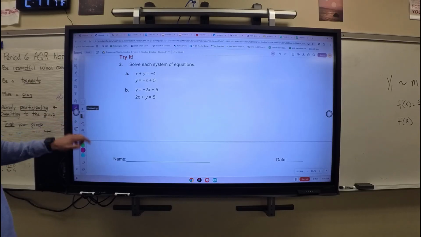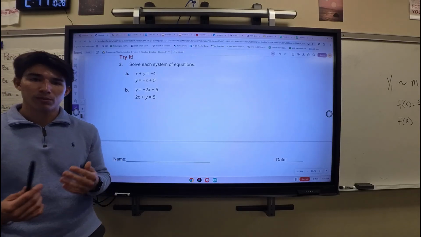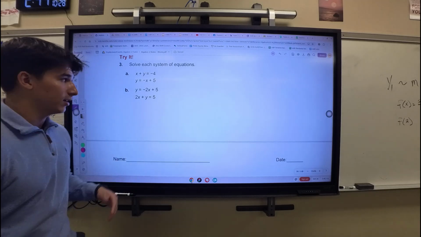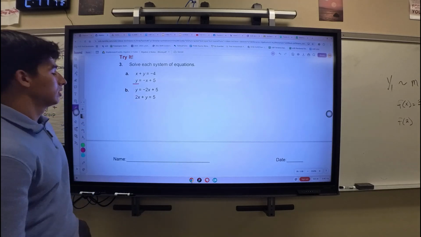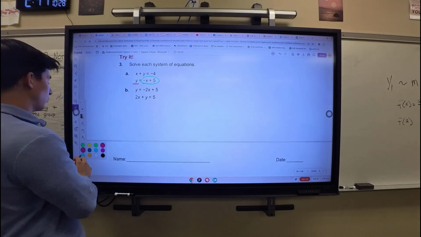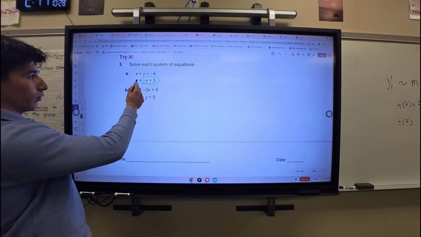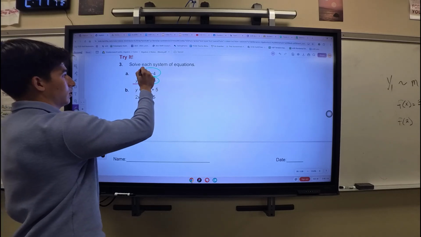Finally, on problem 3, we're back to just solving. So first, we're going to look for a variable that is already solved for and is by itself. We see in the first one, y is by itself, y equals. So y equals this, which means we're substituting for y. So all of this is going to go right here.